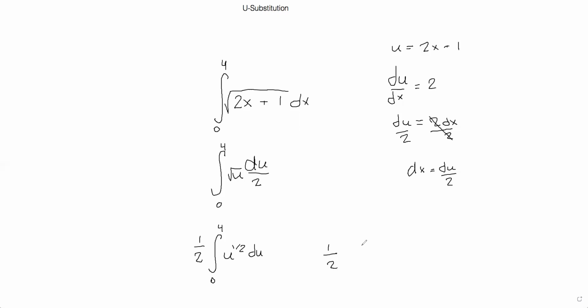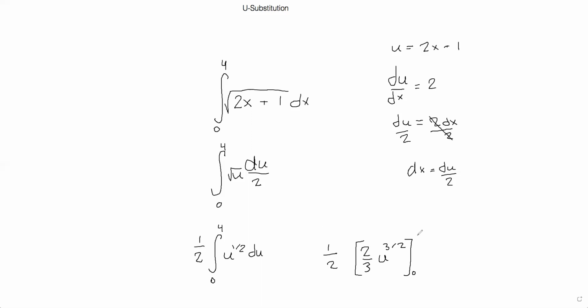So if we add 1 to 1/2, we get 3/2. So this is going to be u to the 3/2 power. And then we're going to divide by that result. We're going to divide by 3/2. So dividing by 3/2 is the same thing as multiplying by the reciprocal. Dividing by 3/2 is the same thing as multiplying by 2/3. So that's where that part comes from.